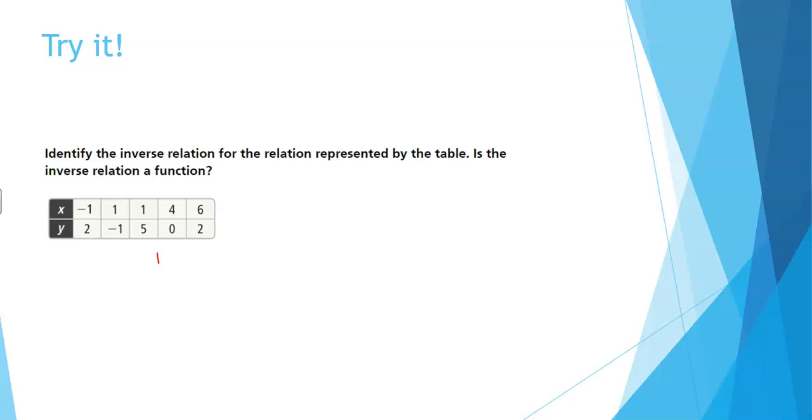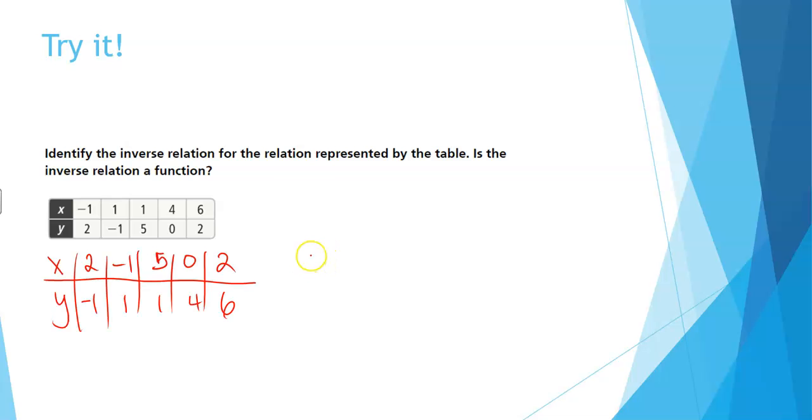Here's another one to try. Just look at the relationship here, and maybe you don't even need to make a table. Maybe you can do that in your head and determine. But try it and I'll be right back. You may have noticed that you have two x's that are the same, but these are different. And again, that would mean it's not a function. The inverse is not a function.